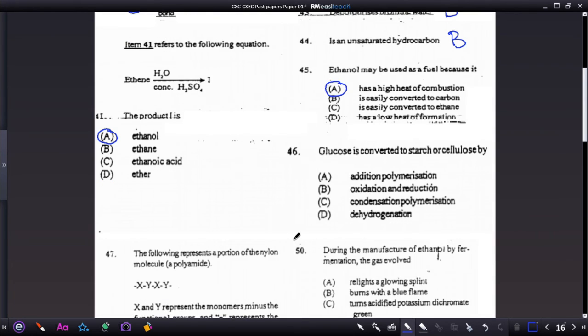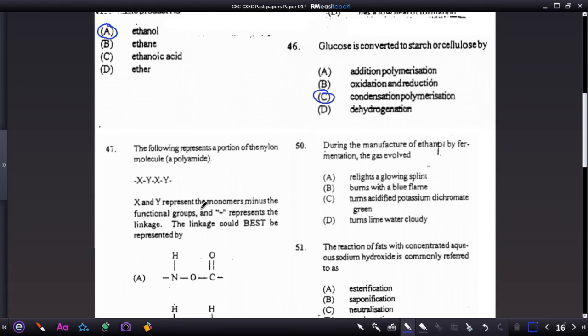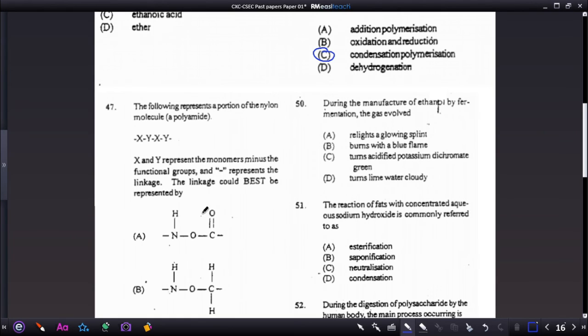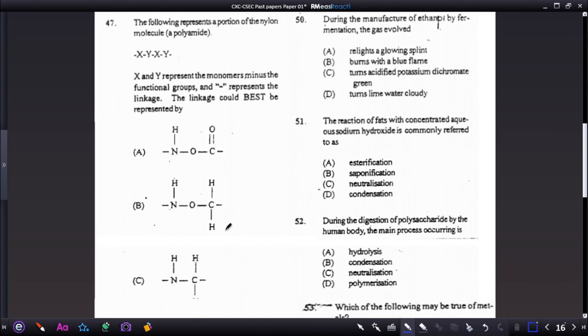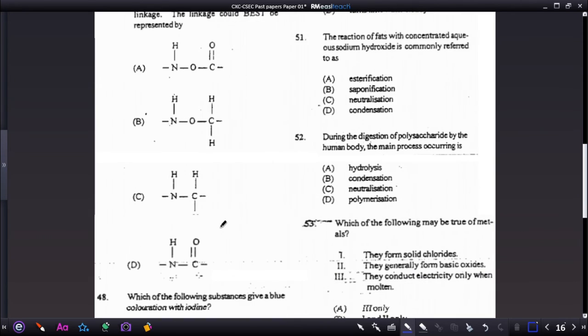46. Glucose is converted to starch or cellulose by condensation polymerization, which is C. 47. The following represents a portion of the nylon molecule, a polyamide. XY, XY. X and Y represent the monomers minus the functional groups, and the dash represents the linkage. The linkage could best be represented by an amide, which has the functional group C double bond O N H, and that would be D.